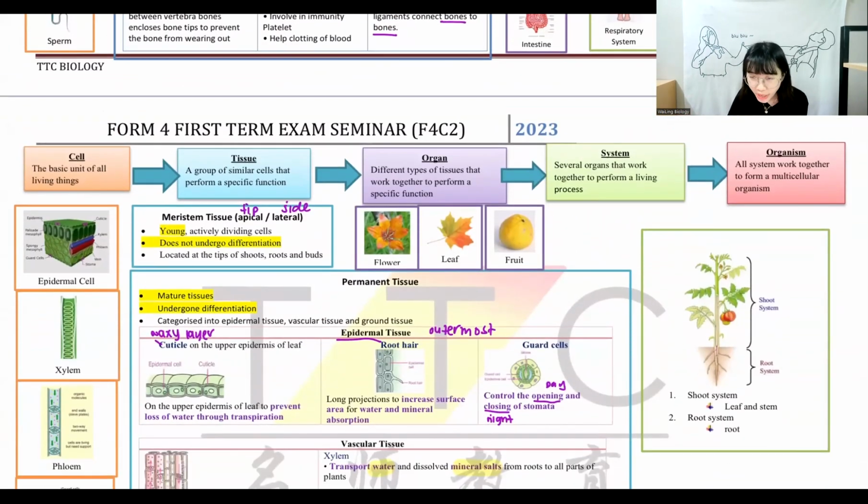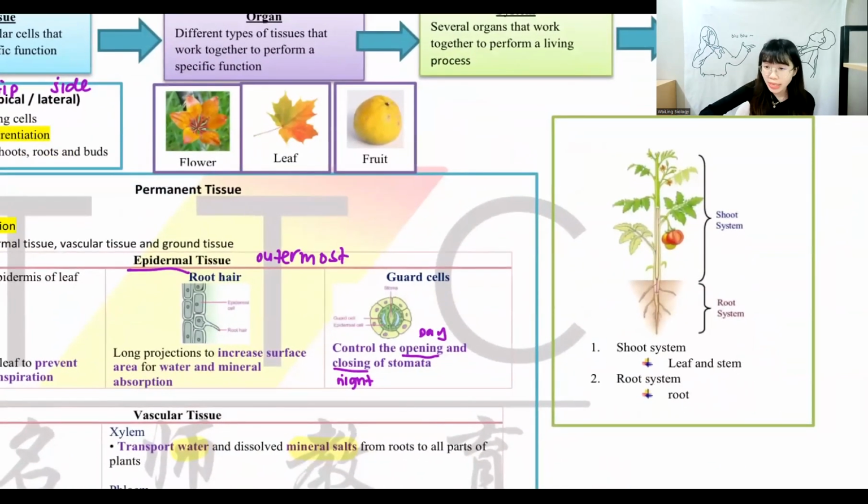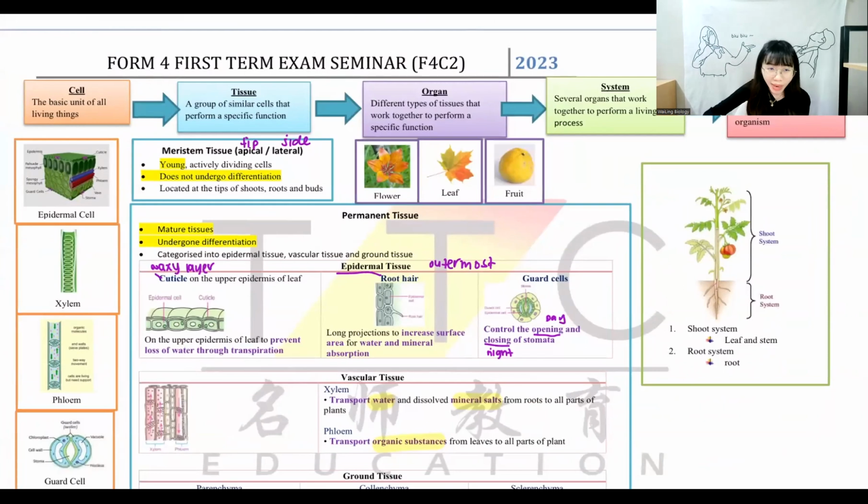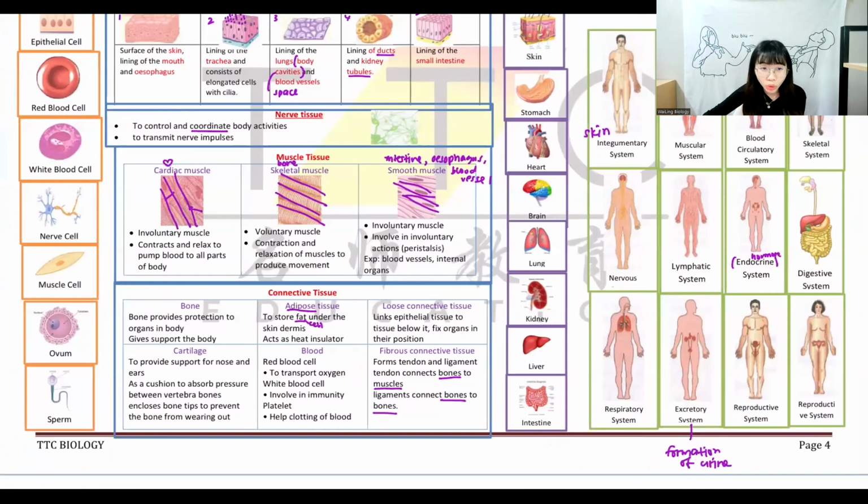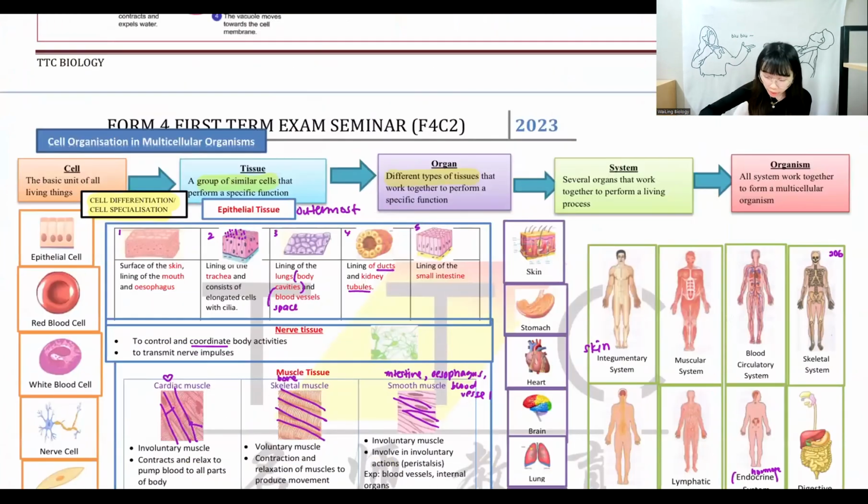Organ, system, organism, they will ask very rarely. For system, we only have two systems in plants. We have shoot system, which has leaf and stem. We have root system, which only has roots. But they don't really ask about system. Tissue is the one that you have to remember, guys. In exam, they will ask you about tissue, meaning meristematic tissue and permanent tissue. And also human tissue.